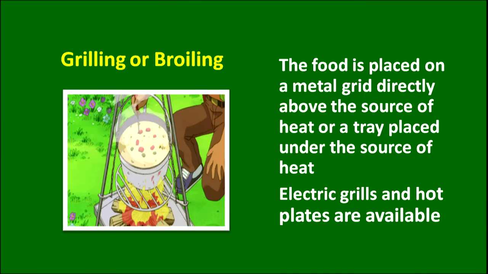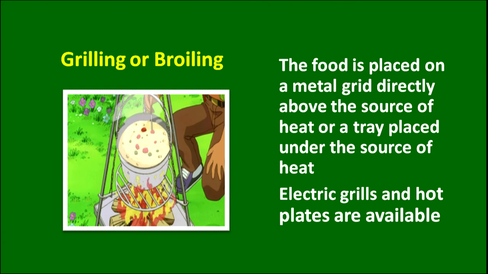Now, next method is grilling. What is grilling? The fire is given from below, and the food is placed on a metal grid, and you keep on turning it. Nowadays electric grills are also available for that.